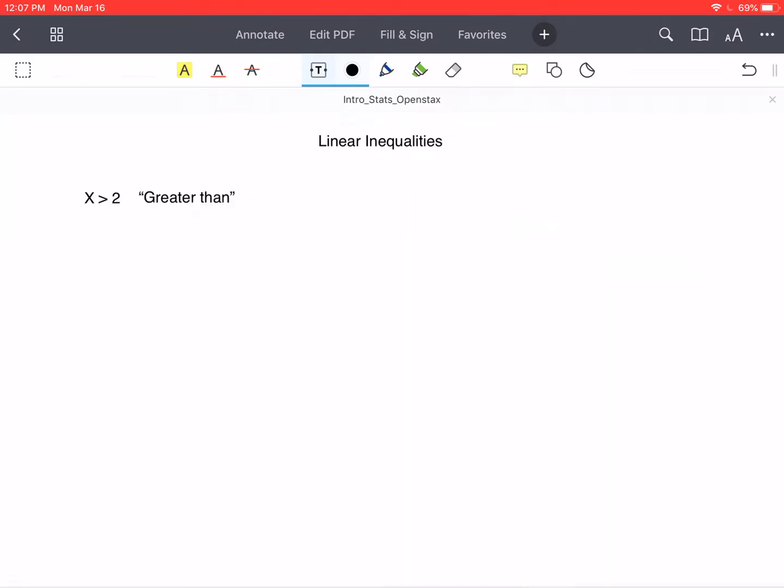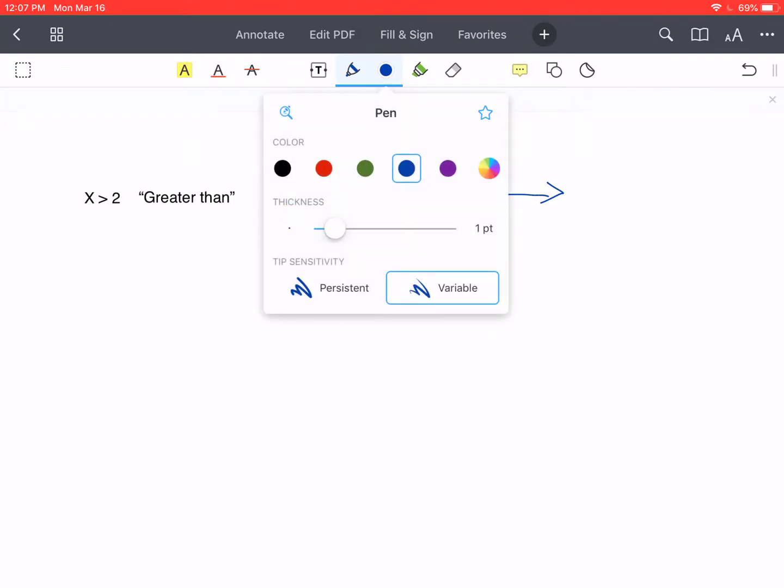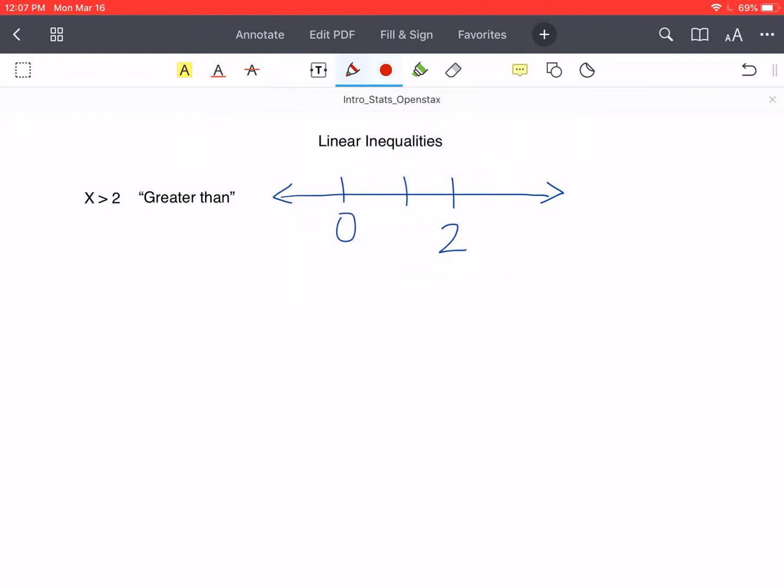And on our number line, here's 0, 1, 2. If we say x is greater than 2, that means we're looking at everything up here and onward, but this would not include 2. So we draw an open circle there to indicate that we're not including the value 2 in this interval.